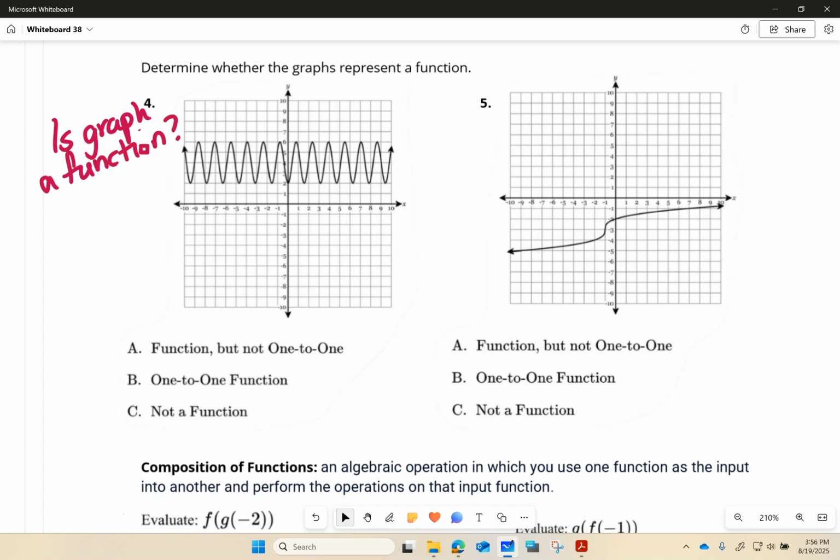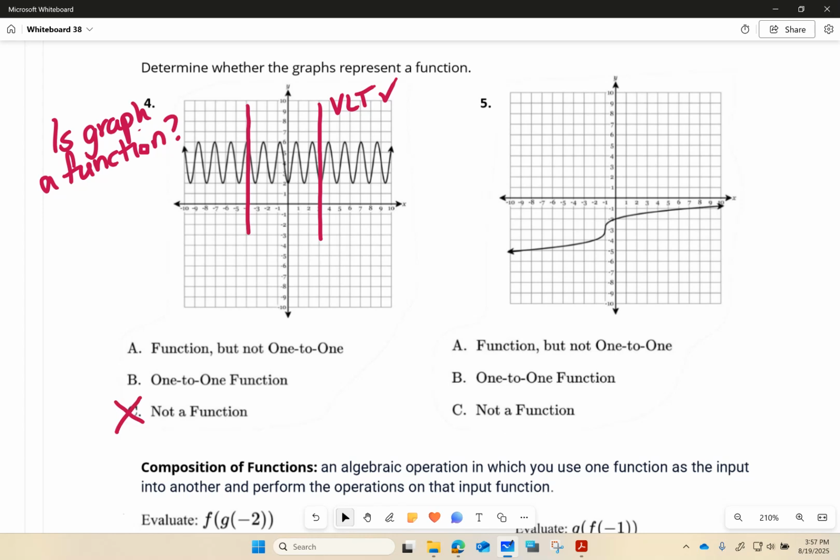Okay. So if I look at it, I can check for the vertical line test, and I can check here, this vertical line touched one time. This vertical line touched one time. So according to the vertical line test, I'm going to put yes, it worked. It is a function. So option C is out.